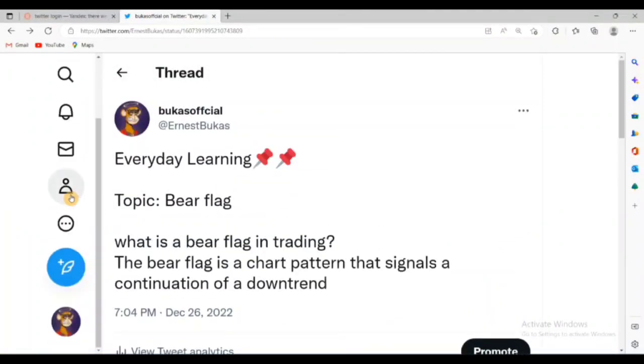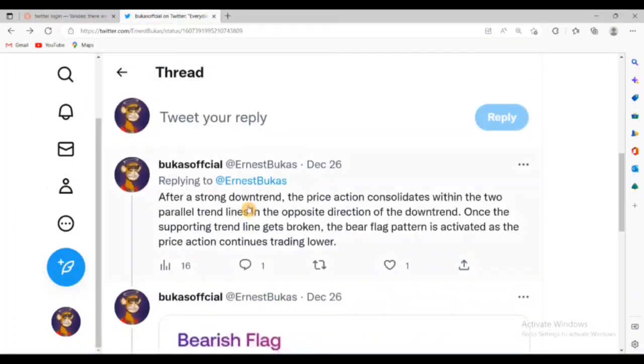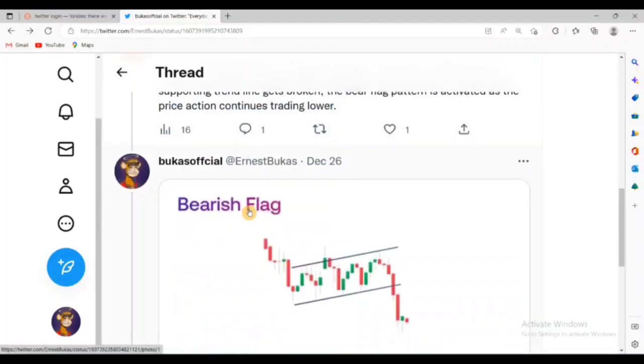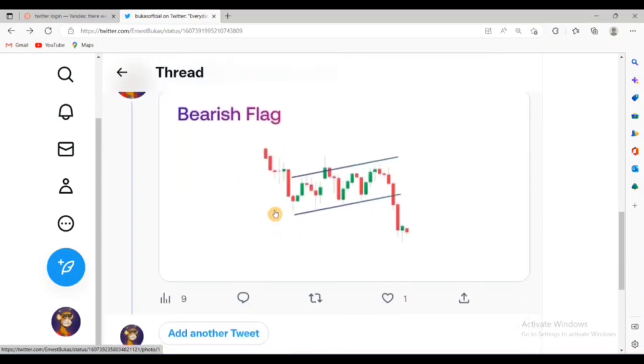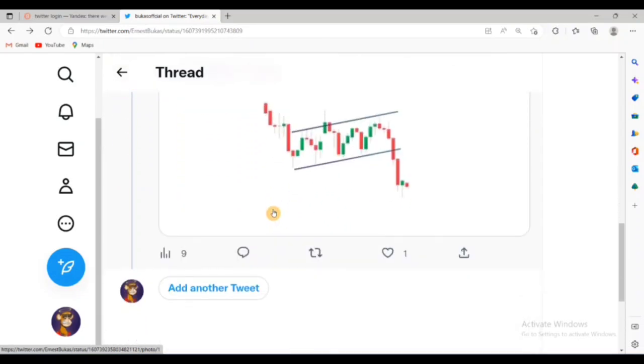So let's talk about the second one. In this video I'm only going to talk about the bear flag. In my next video I'll talk about the bullish flag, but this particular one is the bear flag, and I use the bear flag a lot to make money in the crypto market.